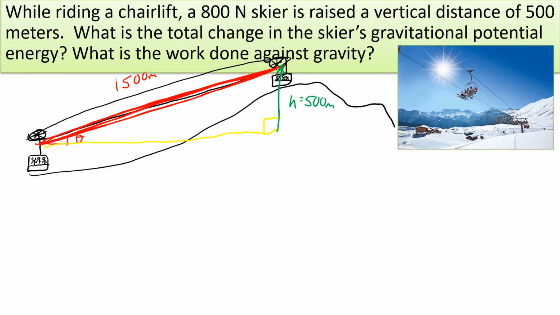Okay, that's pretty sweet. So how much mass do these people in the chair have? Like, how much are they lifting? Well, they say it's a 800 Newton skier. So let's see. We have the weight of the skier is 800 newtons, right? So how much work was done on that person over this 500-meter vertical distance?